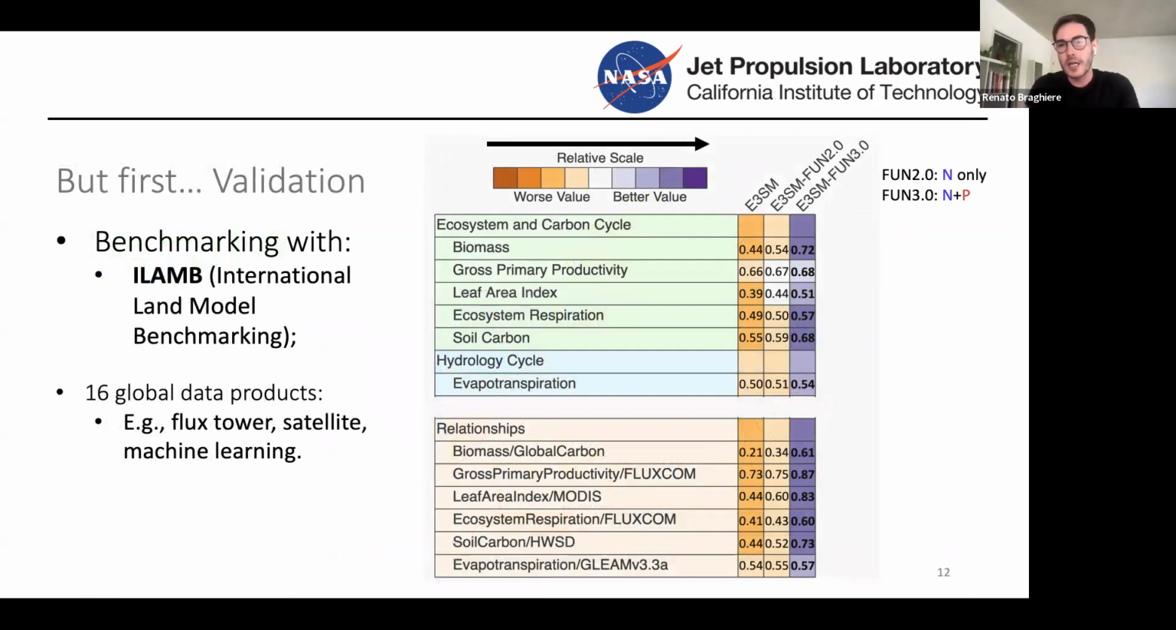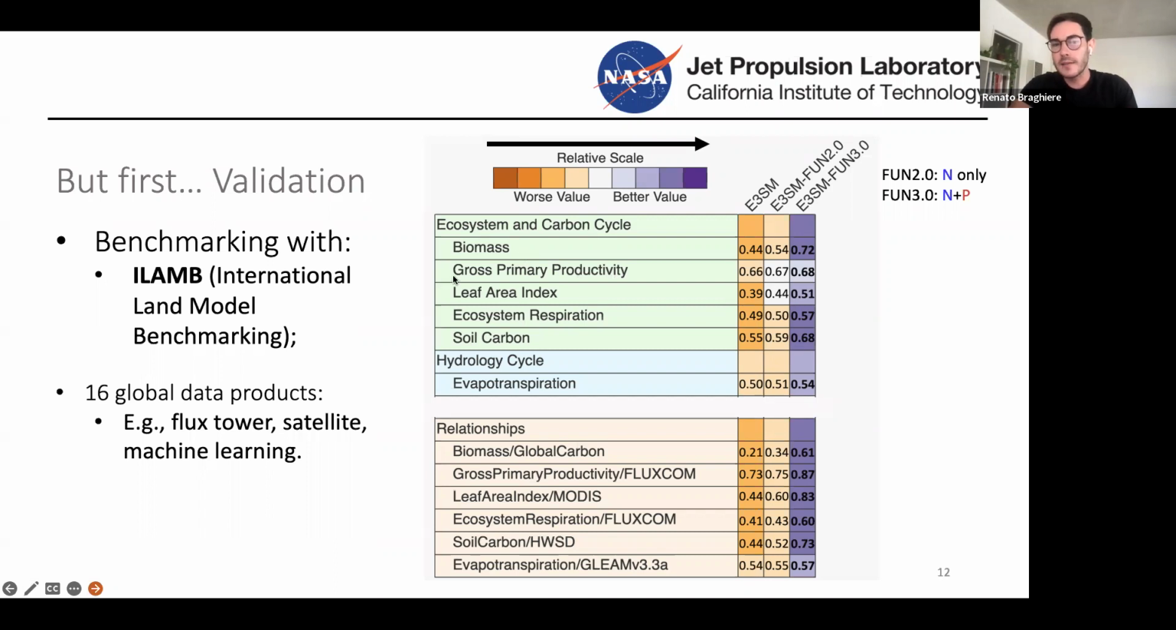First, before we move on into the actual results of this model, we had to do some validation. Every time we add a new function in an Earth system model, we need to be very careful to see if we're not going to break anything that is already working properly in that model. And so we use an international land model benchmarking tool, ILAMB, that includes 16 global data products, including flux tower data, satellite data, and machine learning techniques. And we looked into those variables.